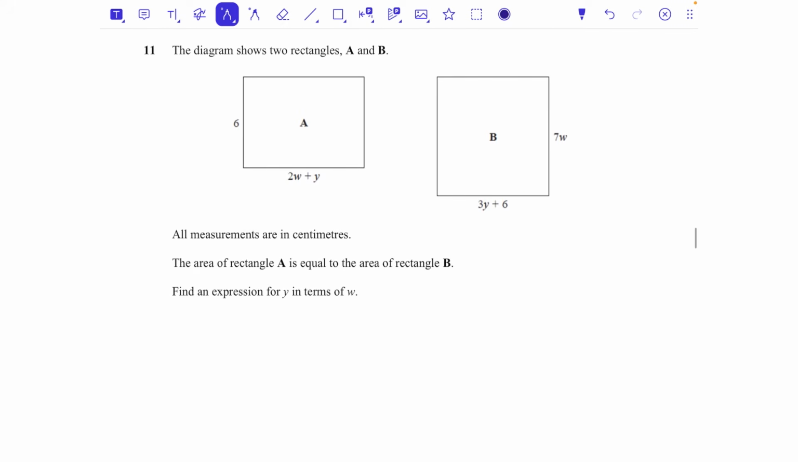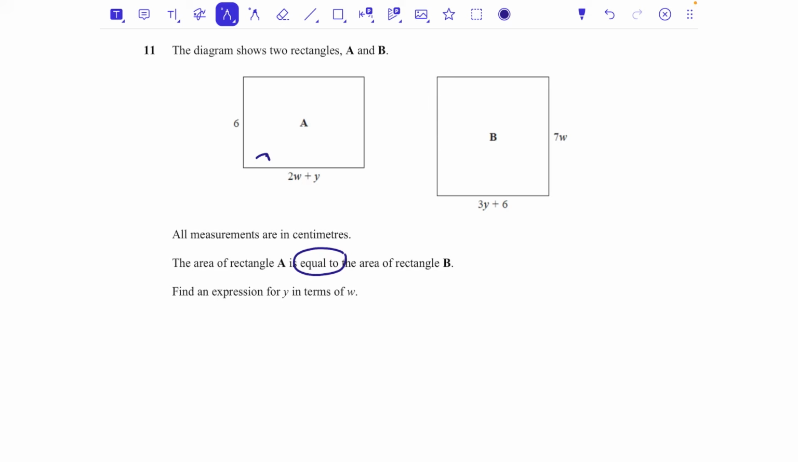Question number 11. The diagram shows 2 rectangles, A and B. All measurements are in centimetres. The area of rectangle A is equal to, because this is really quite similar to the one we've just had, the area of rectangle B. Find an expression for y in terms of w. So area of a rectangle is base times height.